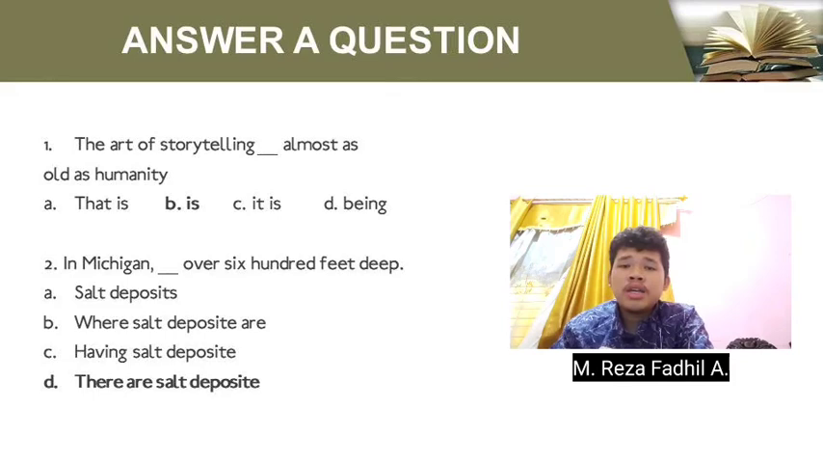Number 2. In Michigan, blank, over 600 feet deep. A. Salt deposit. B. Where salt deposits are. C. Having salt deposit. And D. There are salt deposits. The answer is D. Because in the above problem, we have to find an answer that contains both a subject and a verb, or to be. Only option D, where there is and where it meets this criterion, so the answer to this question is D.